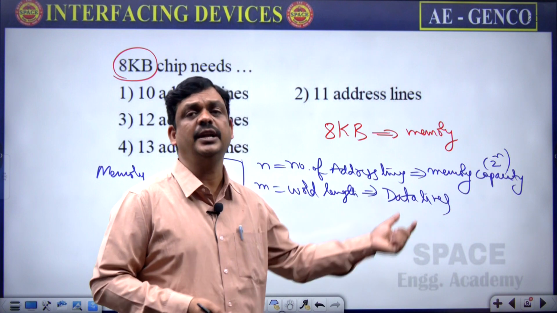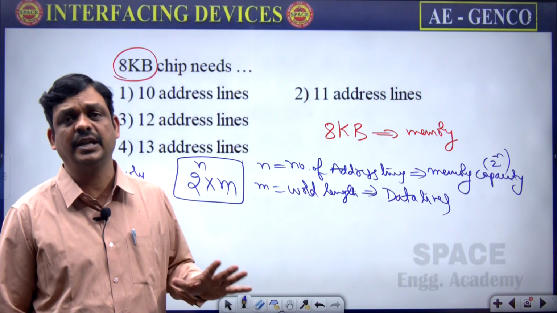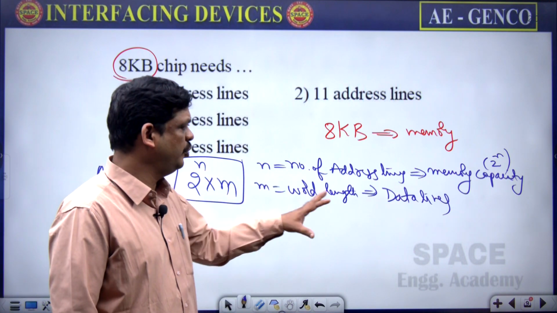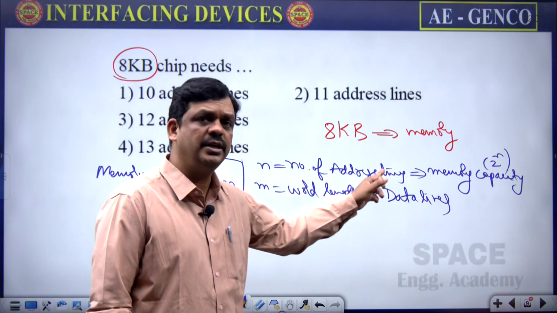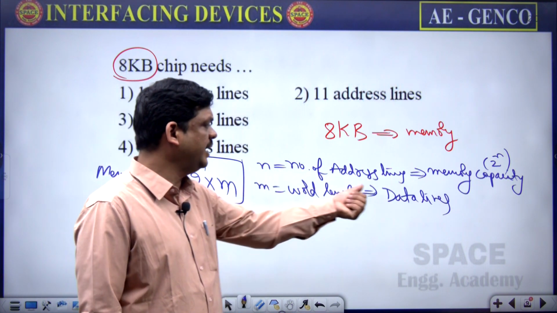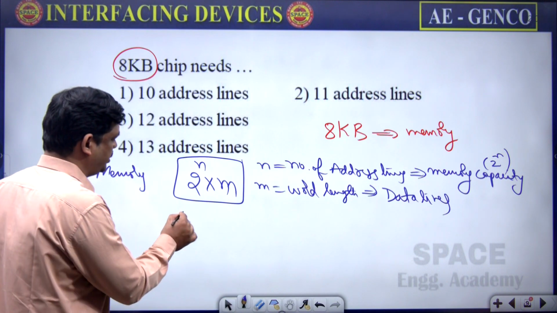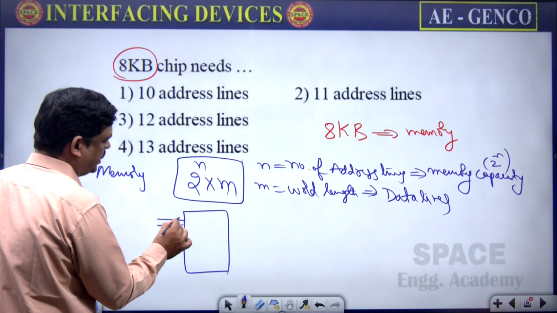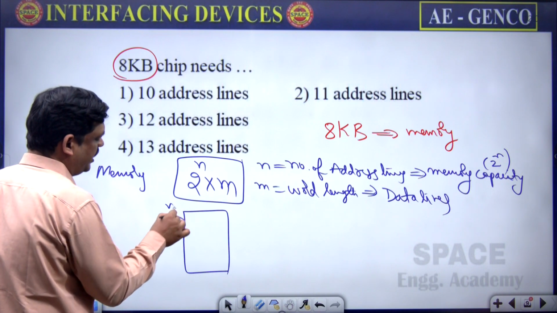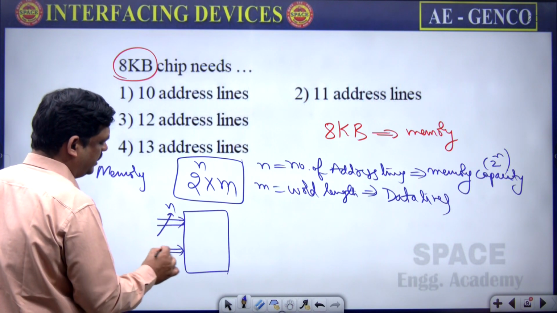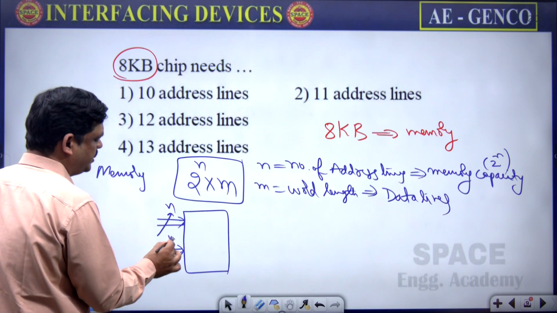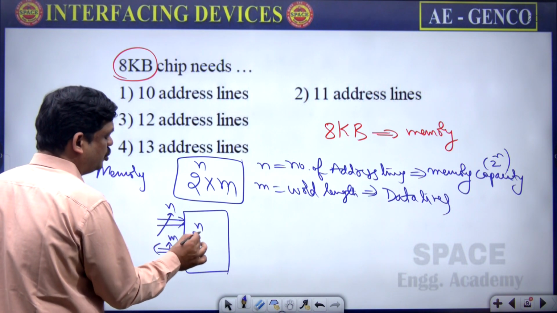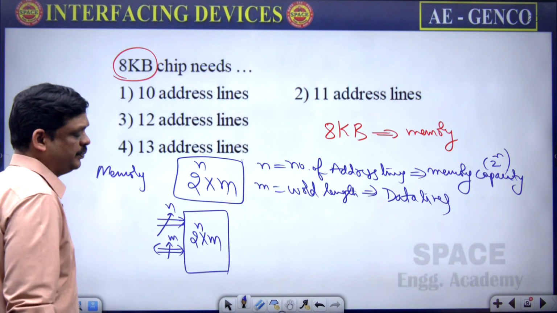So that means internally it has how many data lines? M number of data lines. So here you have to remember a few important points. Let us take this as one memory. It consists of N number of address lines, and it has M number of data lines. Then the memory capacity should be 2 to the power of N by M, right?